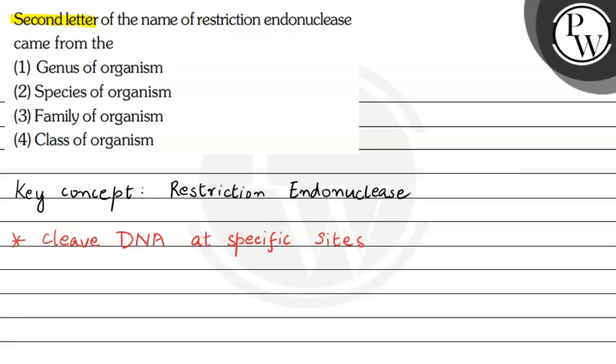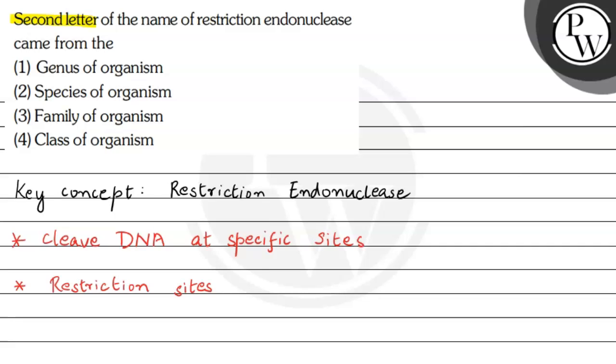Now a restriction endonuclease can recognize a sequence of nucleotides. And this sequence of nucleotides which is recognized by the restriction endonucleases is known as the restriction site. So restriction endonucleases recognize restriction sites and then cleave the DNA into fragments at this particular site only. So every restriction endonuclease has its own restriction site which is recognized by it.